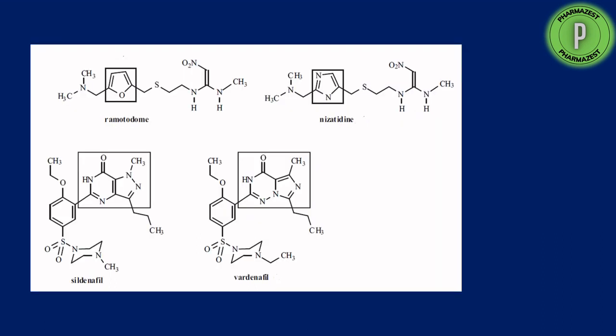Now let us see some examples. Here we can see this ramatidine molecule. Here this furan ring is replaced with this diazine ring, so you are getting nizatidine from ramatidine. Here this oxygen atom is replaced with nitrogen, and this CH is replaced with another nitrogen. What happens is the biological activity is improved when compared to the parent molecule.